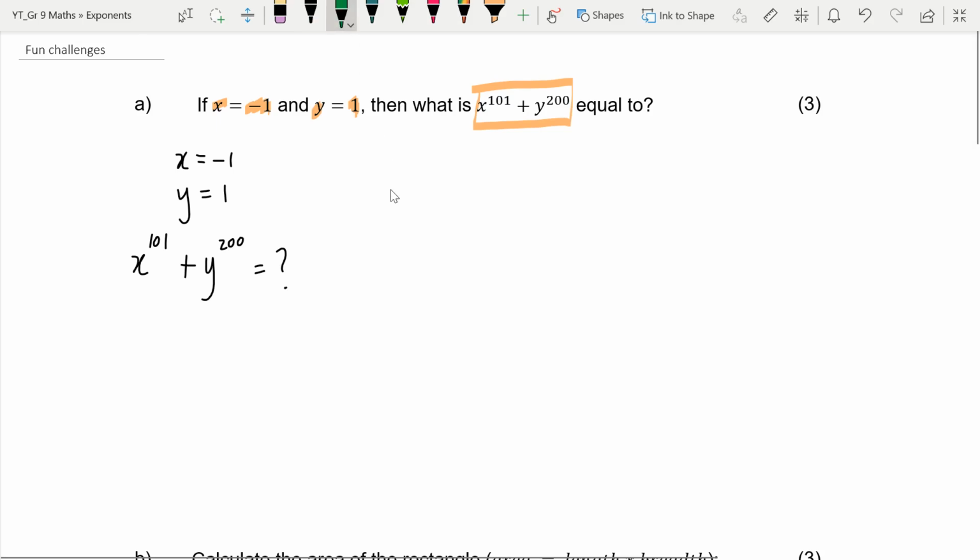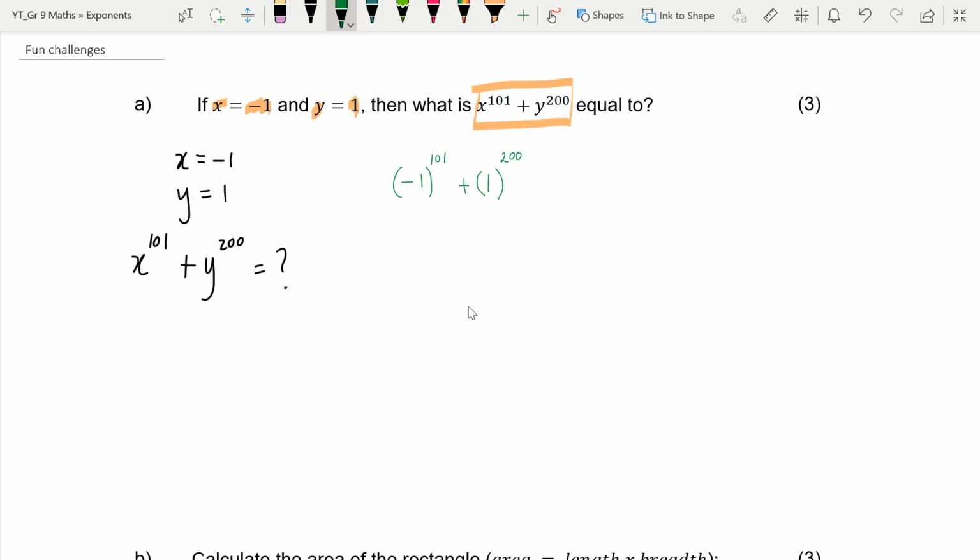Well, let's go substitute. We've got that x is -1. I'm going to put it in brackets because it's a -1 and they need to stick together. To the power of 101 plus y, which is just 1. So that doesn't really need to be in a bracket, but I mean, we can do that, to the power of 200. And we need to get that value.